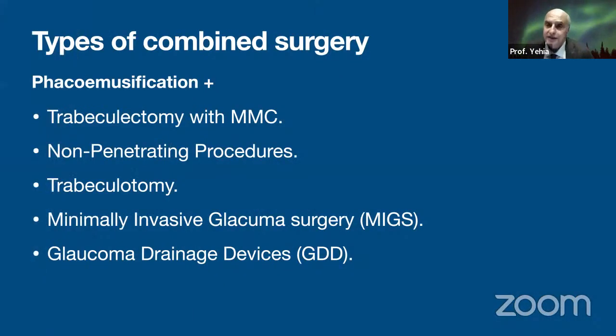What we can do in these combined surgeries, we can do phacoemulsification plus trabeculectomy with mitomycin. This is the gold standard technique. We can use non-penetrating procedures. We can use, and it's coming more in vogue now, trabeculotomy and minimally invasive glaucoma surgery. In our university, what is most commonly used is the GATT, as I'm going to show later on. And you can even use a glaucoma drainage device. And of course, you can choose the technique that you are more comfortable with, and you can customize the technique for the condition of the patient.